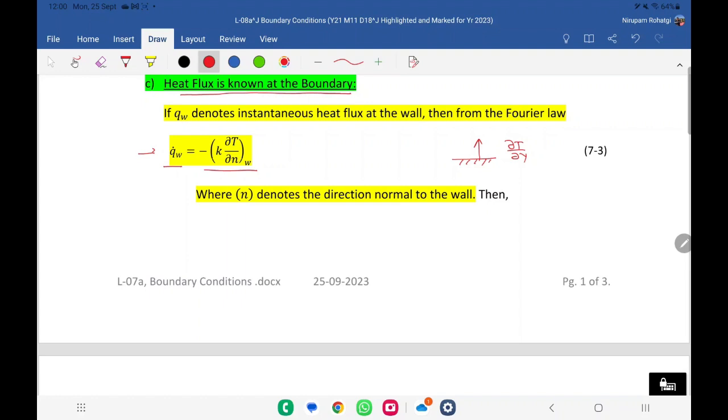Okay. Let us say your surface is like this. Then when we are talking about del T by del N, this is the n vector, and it can be anything, i, j, k, or a combination of that, whatever it is. So we are talking in terms of the normal to the surface.